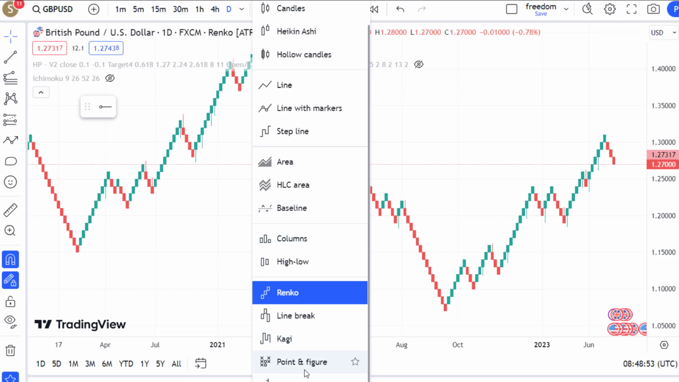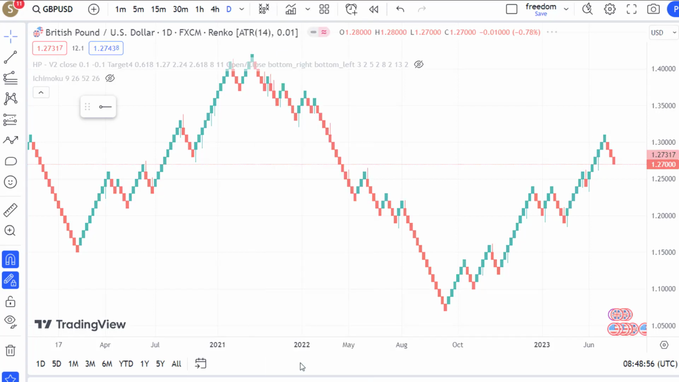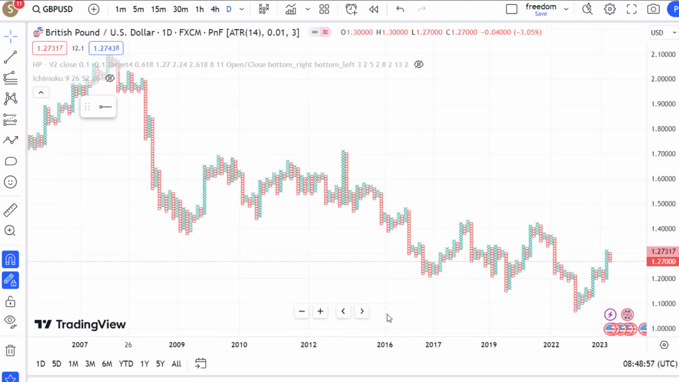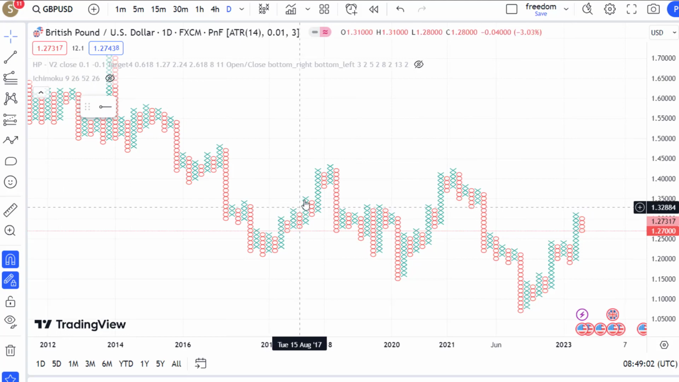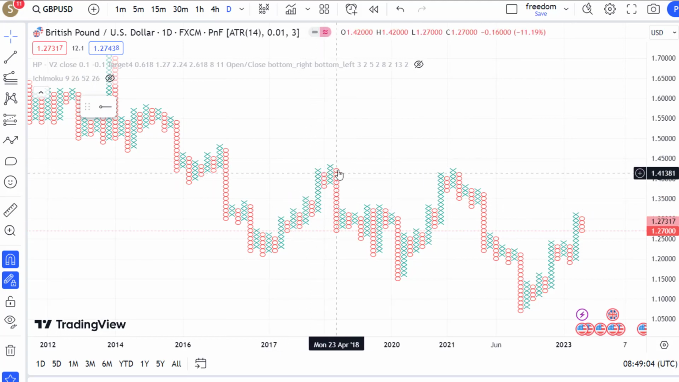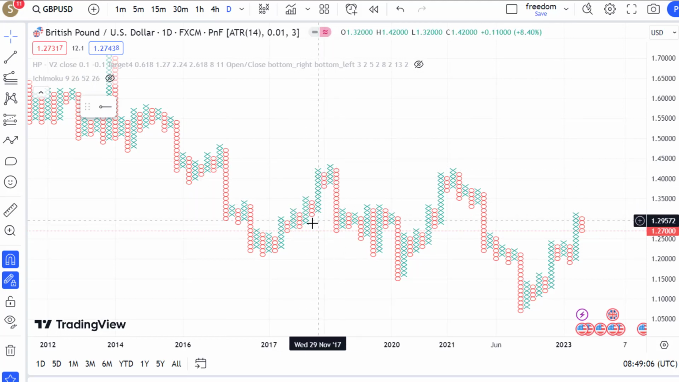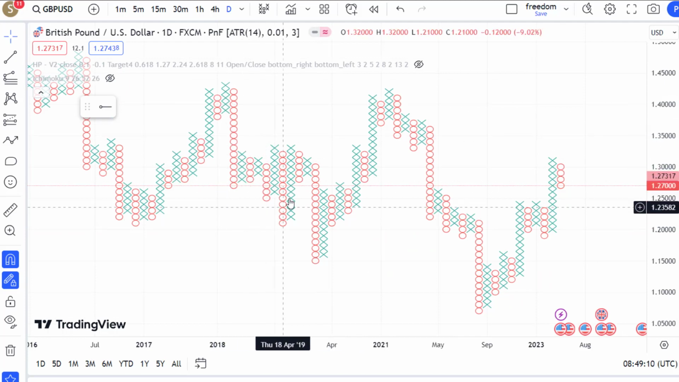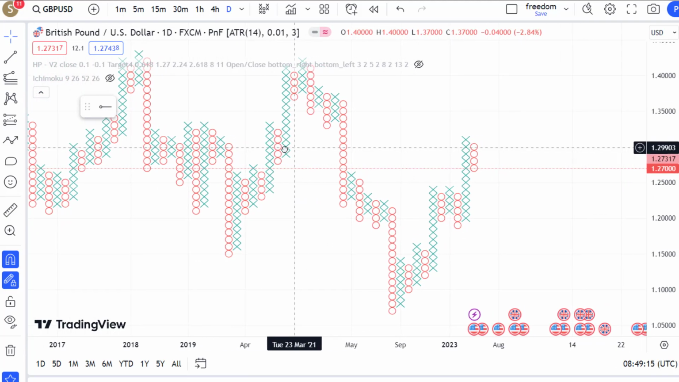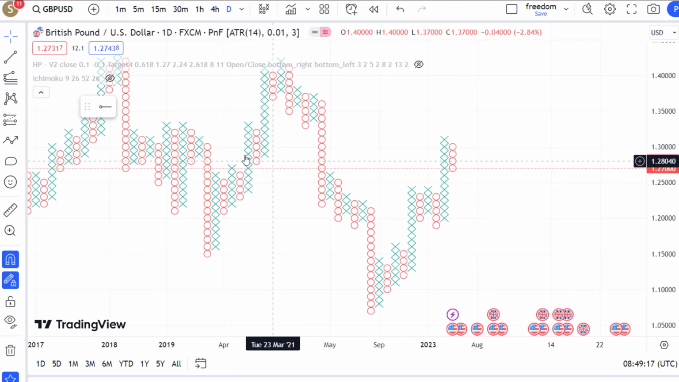5. Point and figure chart. Point and figure charts disregard time and focus on price movements. They use Xs and Os to represent price increases and decreases, respectively. The chart only plots changes when a predetermined price movement, box size, is achieved. Point and figure charts are used to identify support and resistance levels and to filter out noise.